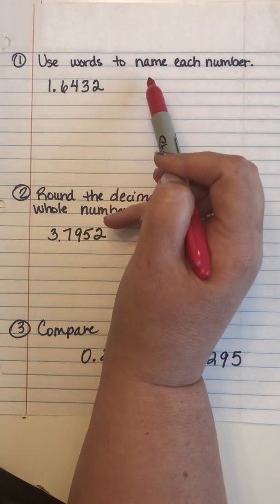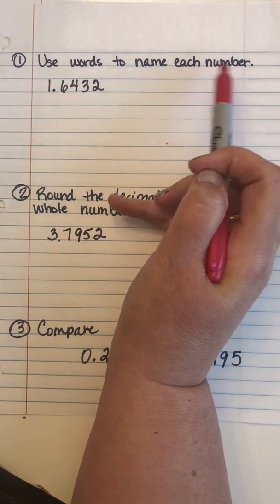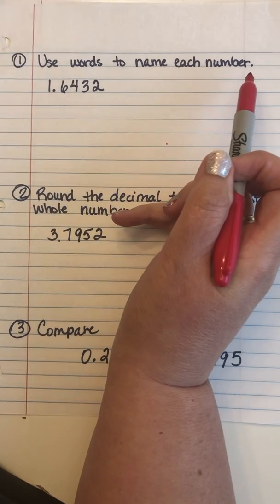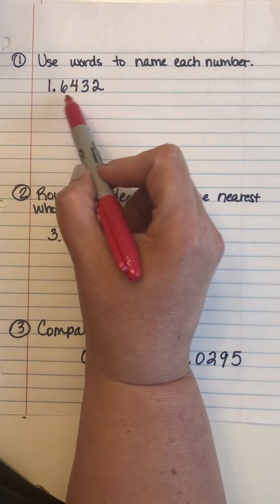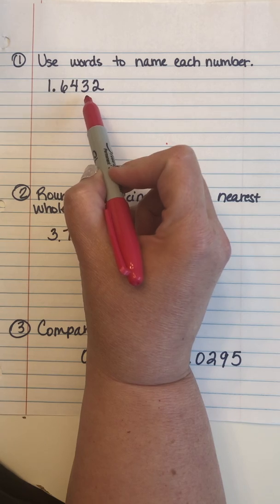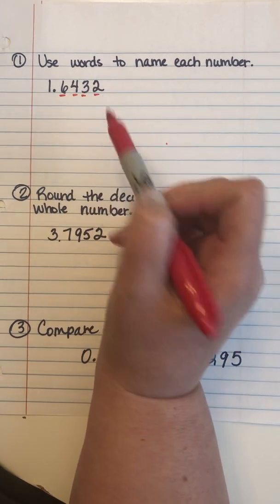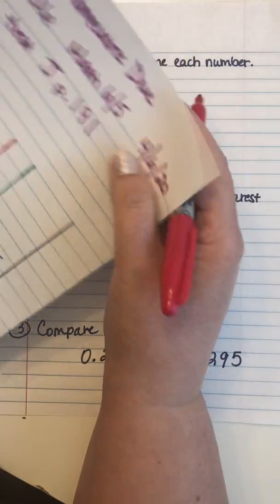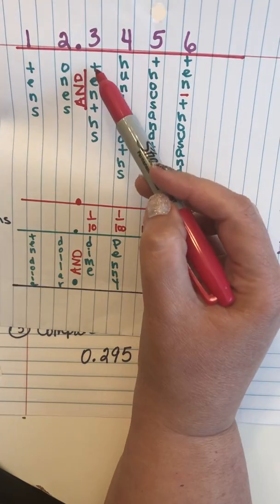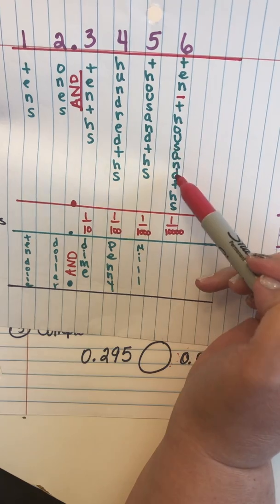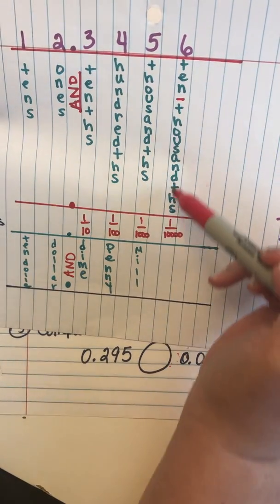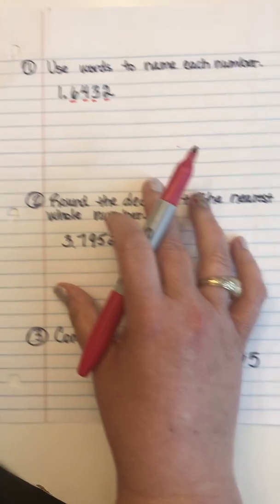Use words to name each number. We've done this a lot of times. But now we have more place values. We have more decimal places. 4 decimal places. And when we have 4 decimal places, we are in the 10,000ths place value spot. So let's look at this.